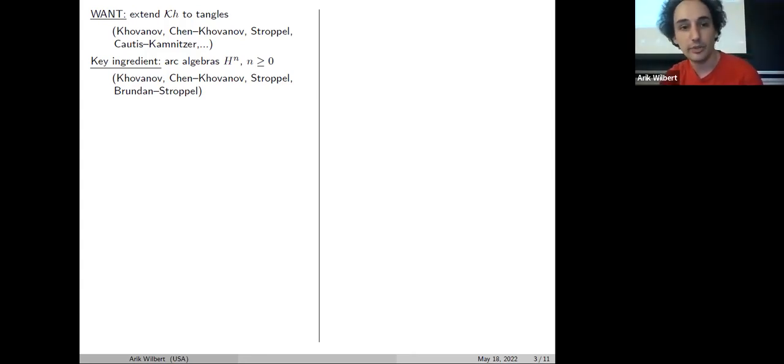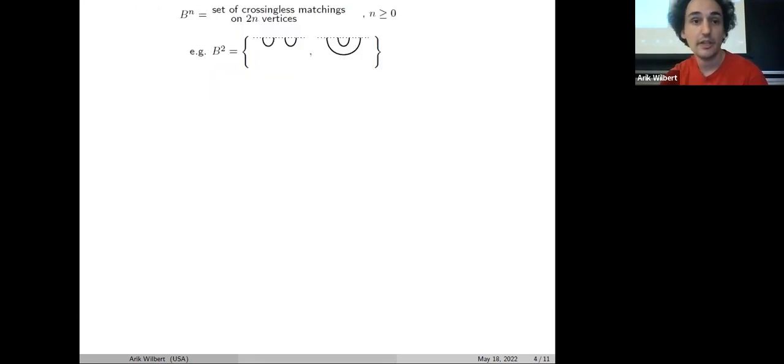I really want to explain this algebra real quick, because this is the key ingredient to do this generalization to tangles. There's one combinatorial tool here, and this is a set of crossingless matchings. I'm going to denote this by Bn. So Bn is the set of all crossingless matchings on 2n vertices. What does that mean?